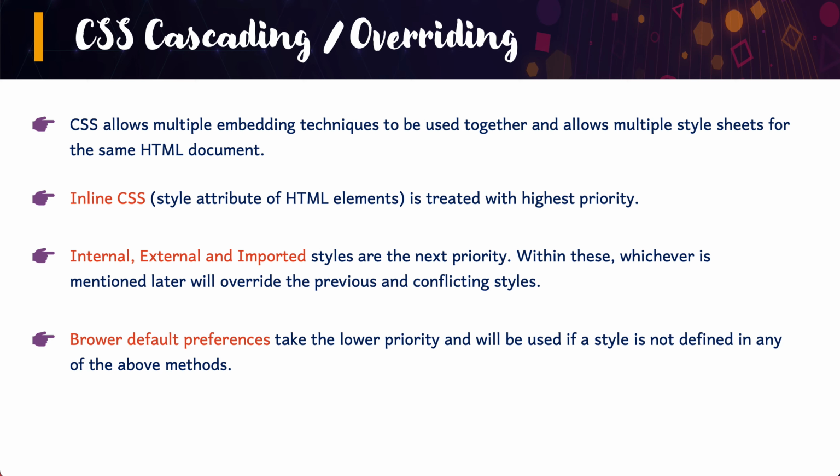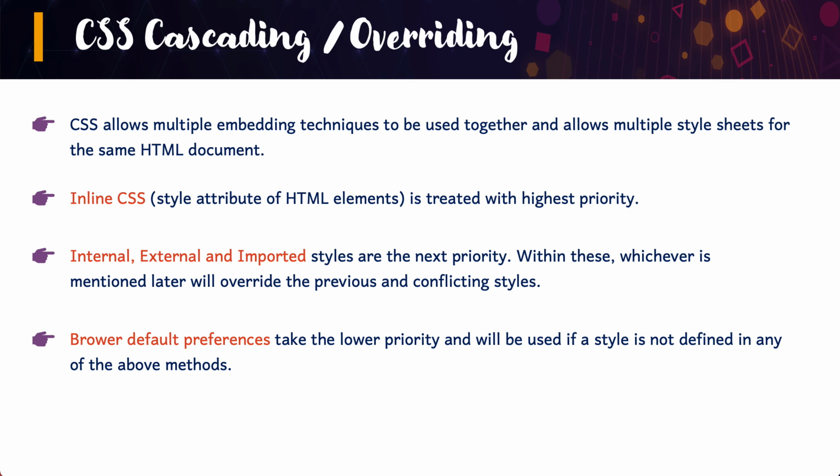If none of them are available for a particular styling, then browser default will take preference. This is the lowest priority, but in case none of the above mechanisms are available for styling a given element, the browser will choose its own defaults and then apply the styling.